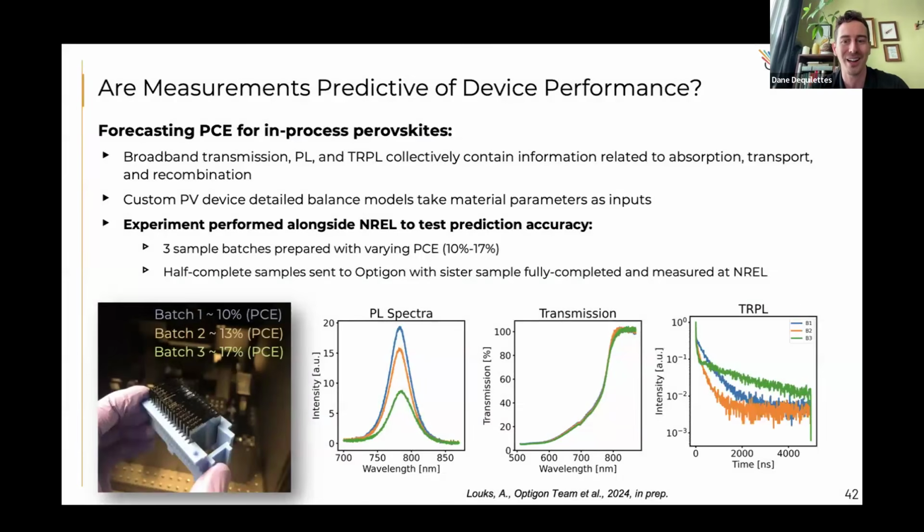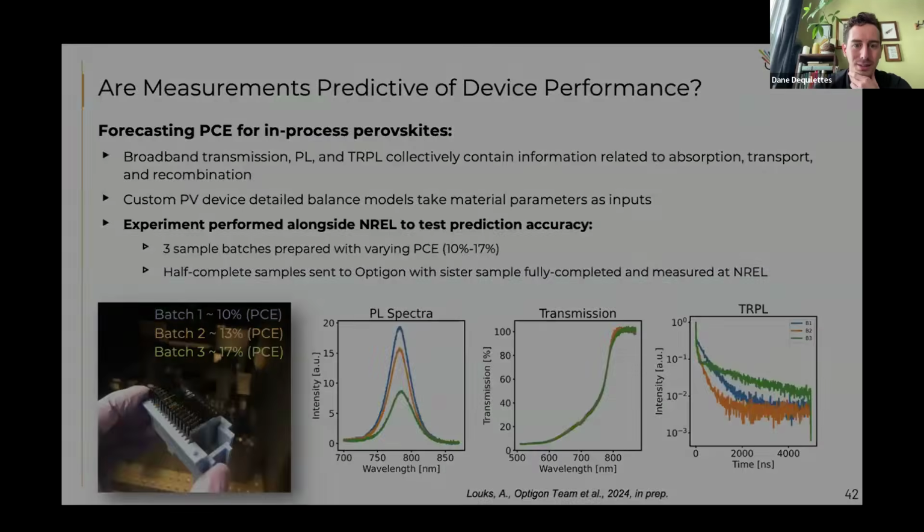So I said that we were doing that. Now I want to show you some data where I think we're really excited about what we've been able to achieve with this so far. First of all, I just want to thank Amy Lukes and the NREL team, Joe and Axel Palmstrom for providing us some devices to really test doing these measurements. We were given 3 different batches of half-complete devices. And when these were completed, they ranged from 10% to 17% power conversion efficiency. We didn't know that at the time, but we took measurements on all these samples and then fed them into our device models to predict what the performance was going to be on these half-complete devices.